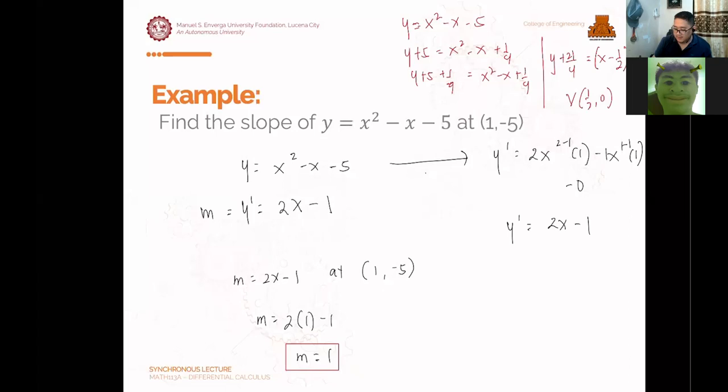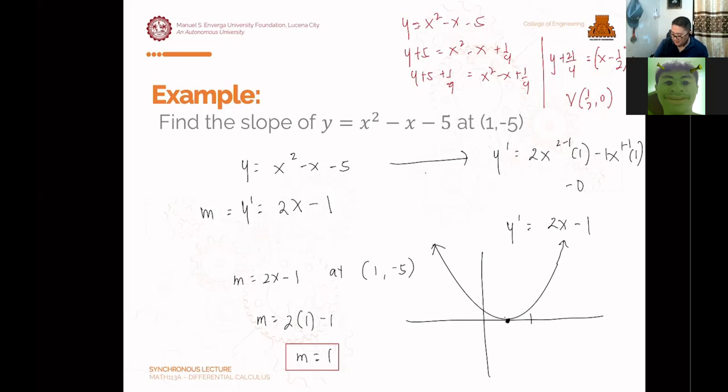Since ang may squared natin ay si x, ibig sabihin magpapaso tayo ng 2 beses sa x. And then since positive yung left side natin, ibig sabihin opening upward tayo. So yung magiging itsura ng graph natin, ito yung 1, ito yung 1/2. So ito yung vertex natin. And then x squared tayo, so positive yung y. So yan yung graph natin. And then, ano yung point natin? Yung point natin is 1, negative 5.